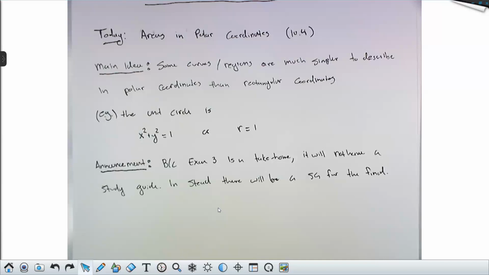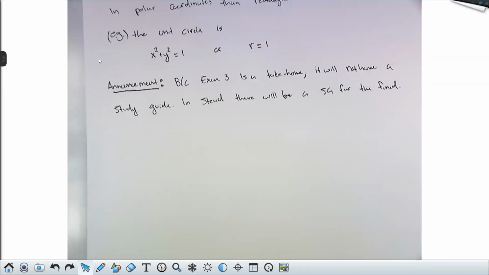Okay. So let's get back to what we're talking about. Some graphs are much nicer to describe in polar coordinates than they are in Cartesian coordinates. And this is just one example, but there are more extreme examples. Let's take a look at some of these because we haven't done a whole lot of graphing yet.